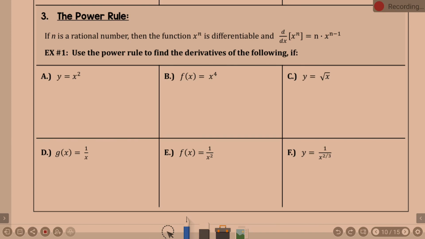If n is a rational number, then the function x to the n is differentiable, and the derivative of x to the n is n times x to the n minus 1. So notice, based on x to the n, you multiply by n out front, and then in the exponent you do n minus 1, so you subtract 1. Basically, I move the power out front, multiply, and subtract 1 from the exponent.